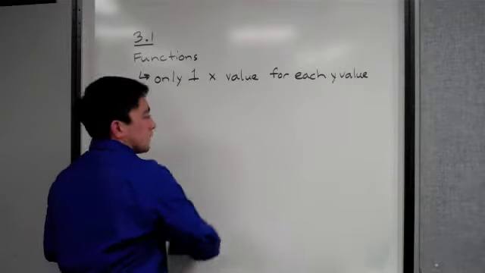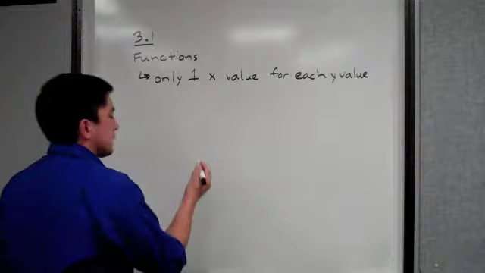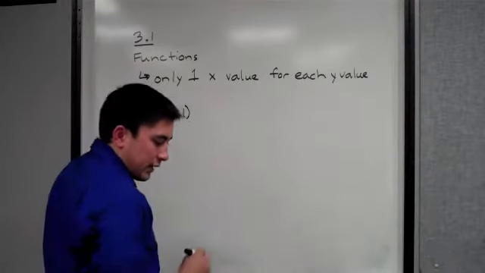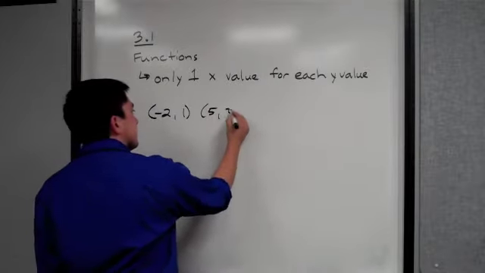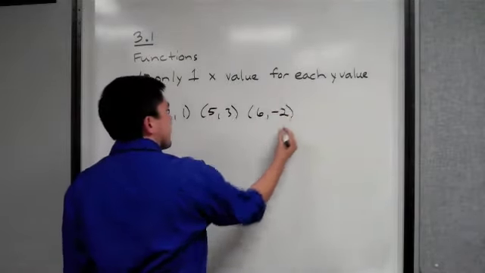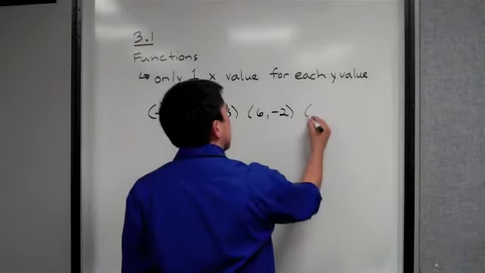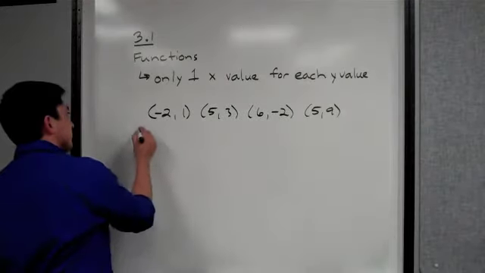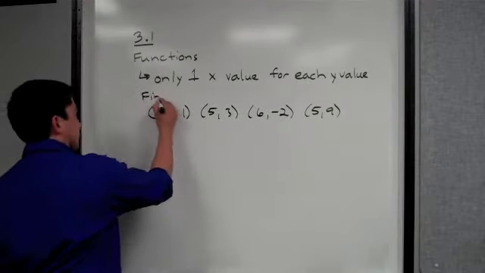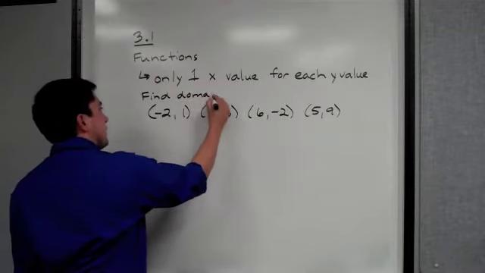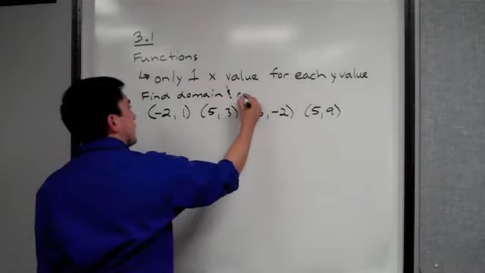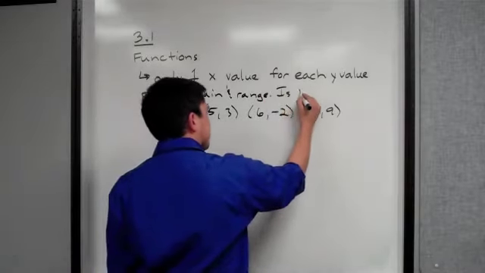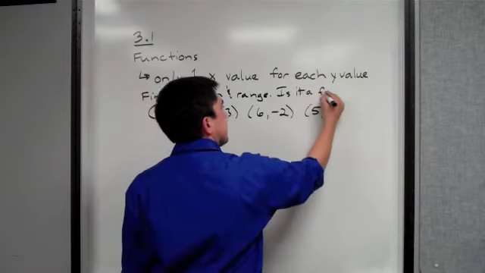So, the first type of problems that we did had to do with coordinates. So if I said (-2, 1), (5, 3), (6, -2), and (5, 9). Now I'm going to ask you to find the domain. Okay, I'll write it here. Find the domain and range. And not only that, is this a function? Is it a function?